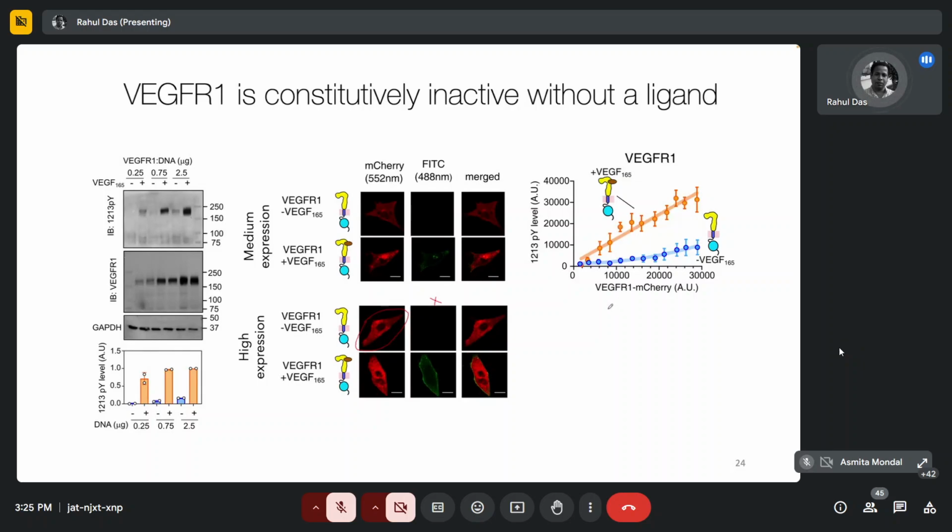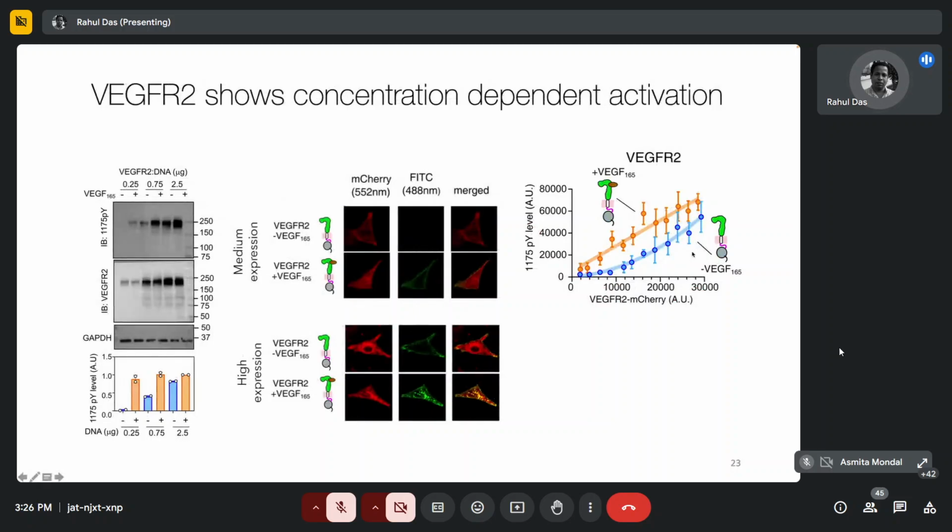So when he plotted this concentration of VGFR1 as the MCD concentration and recorded the phosphorylation of a tyrosine residue in the tail, which is up here, we said that in presence of ligand, it's always linear, which is the same as all other receptors. But in absence of ligand, you do not see any activity, as you see for VGFR1, VGFR2.